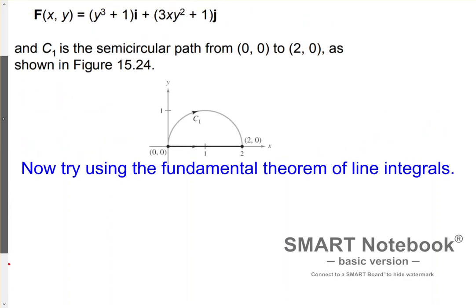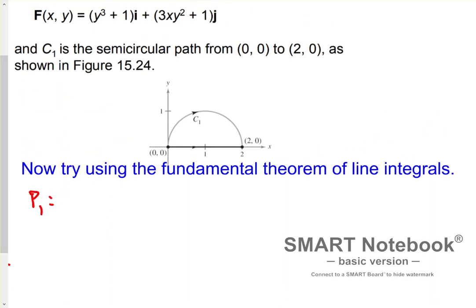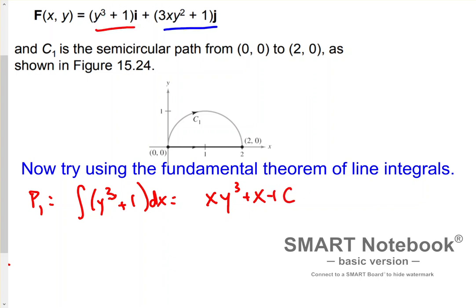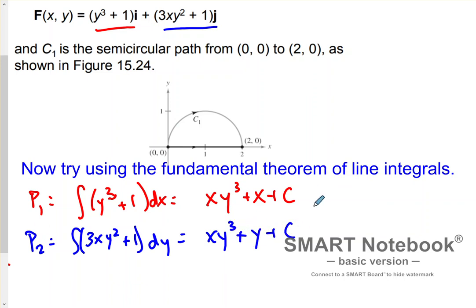So I'm going to find the pieces of my potential function like normal. From my i component, if I integrate y cubed plus 1 with respect to x, I get xy cubed plus x plus c. And if I integrate this j component with respect to y, I'm going to get that xy cubed piece again, and then plus y plus c, which means my whole potential function has that overlap term, and then it has these separate x and y terms, and then maybe some constant.